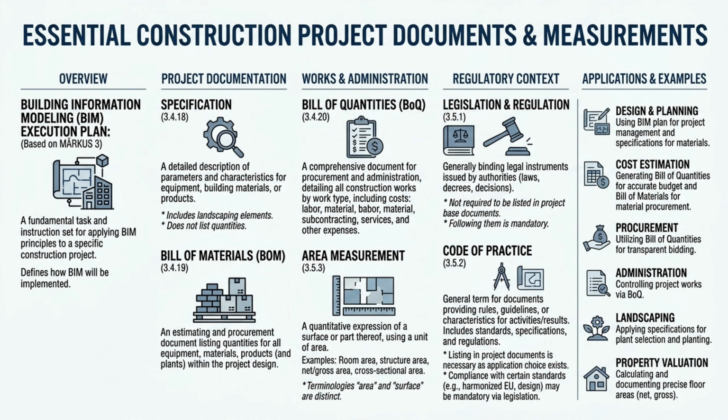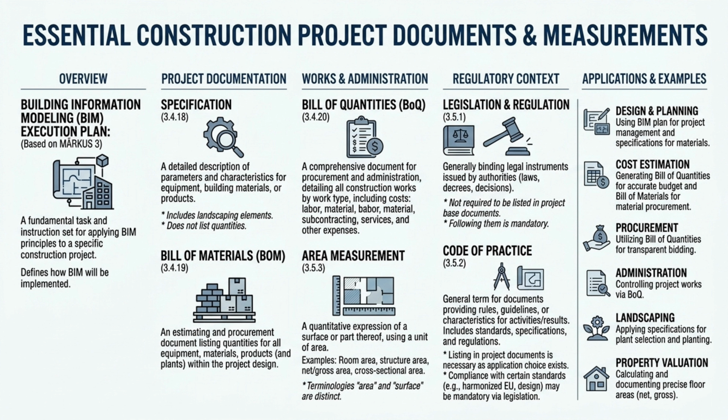Moving into project documentation, specifications play a key role. Specifications are a detailed description of the parameters and characteristics for all equipment, building materials, or products used in the project. This includes elements used in landscaping such as plants, materials, and saplings. It's important to note, however, that the specifications do not list the quantities required, only the detailed qualities and the standards expected for each item.